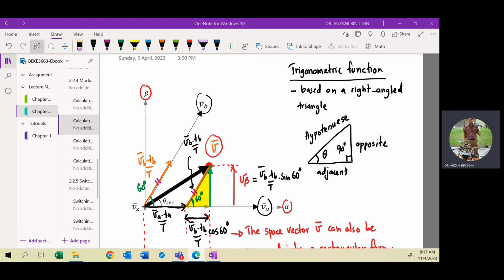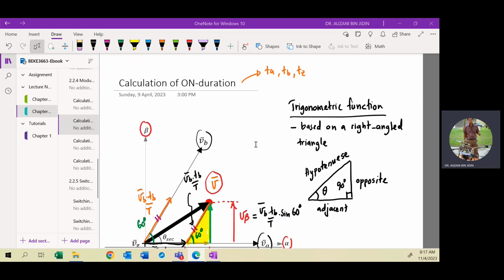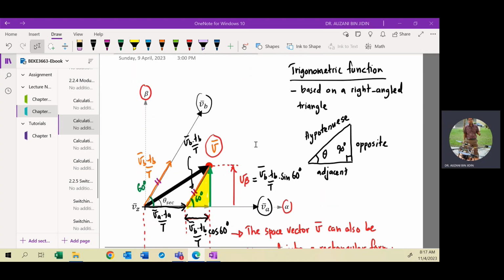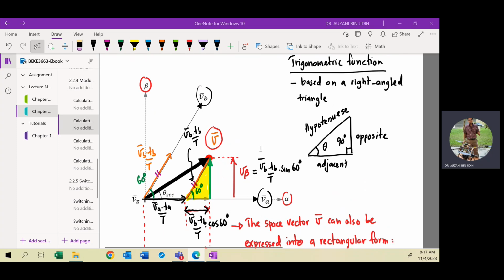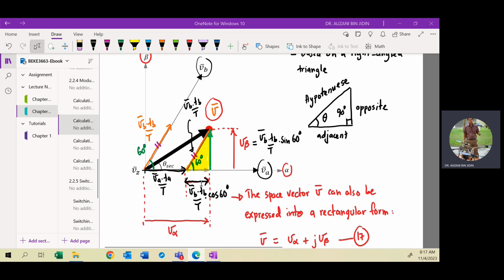Before we proceed to discuss the modulation technique for space vector modulation method, I forgot to state the formula in order to calculate some important parameters. For example, you want to calculate the component of a vector using the trigonometric function. For the triangle with yellow color here, you can calculate the V beta. Here you need to apply the sine function, where the angle in this case is 60 degrees.